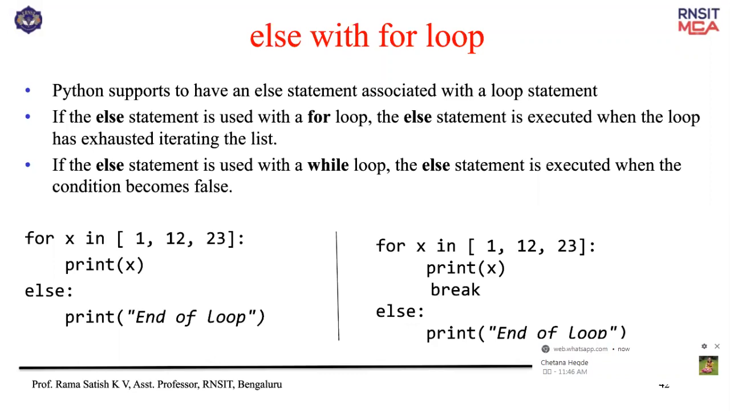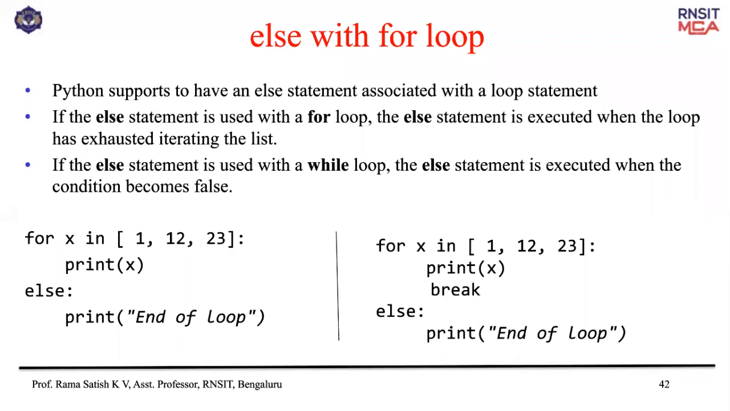How exactly does it work? If the else statement is used along with the for loop, the else statement is executed when the loop has exhausted all the iterations, that is, after complete execution of the entire loop. If the else statement is used along with the while loop, the else statement executes when the condition becomes false. So the else statement can be used along with the for loop and also with the while loop. That is the beauty of it.